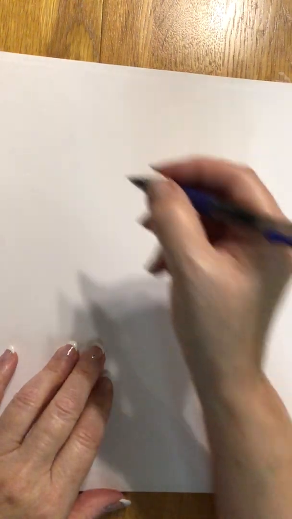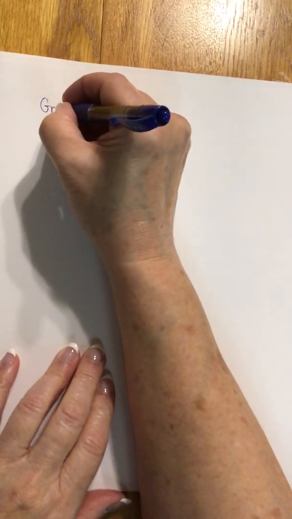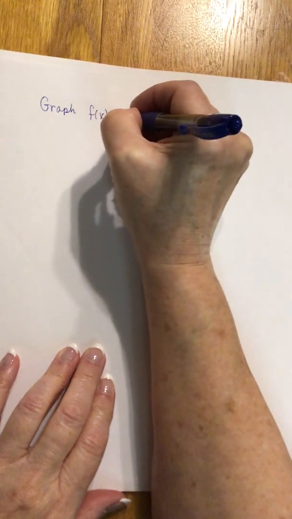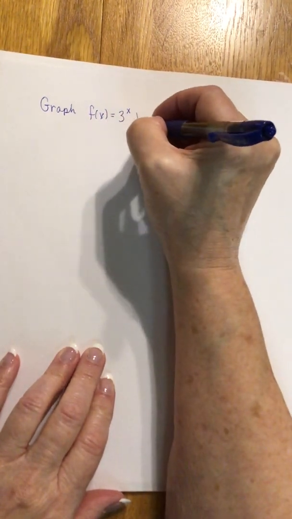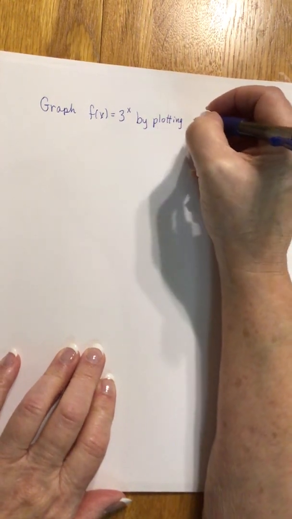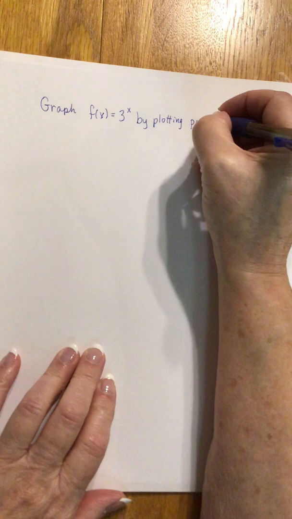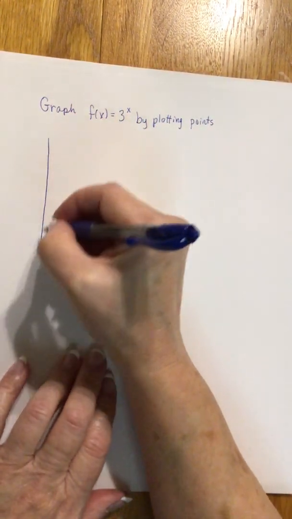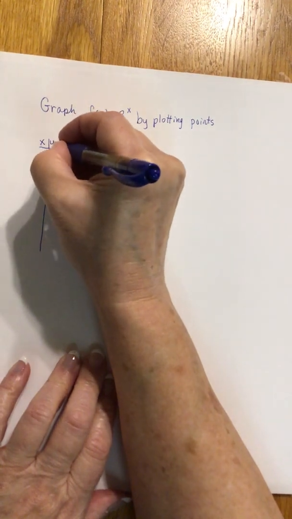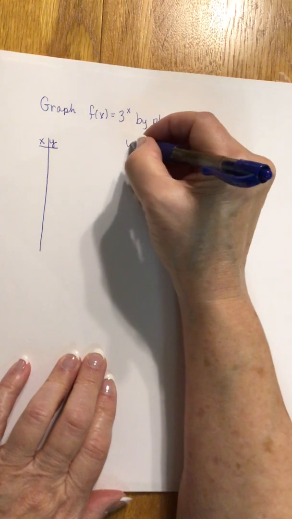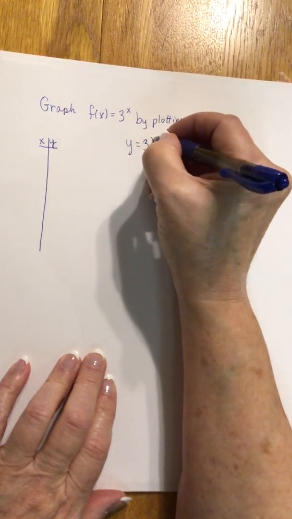The next thing we're going to look at is graphing. So we're going to graph f of x equals 3 to the x by plotting points. Now I know you can do it on your calculator, but we're going to figure out how to do it by plotting points. So we're going to have an XY chart. And we're going to be graphing y, since f of x is the same thing as y, so we're going to be graphing y equals 3 to the x.